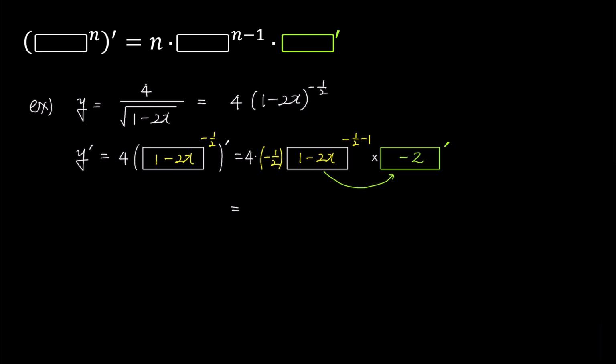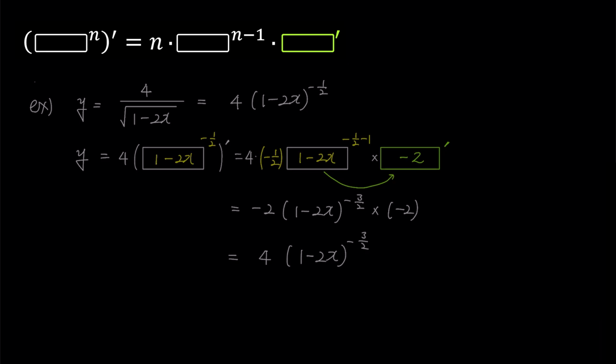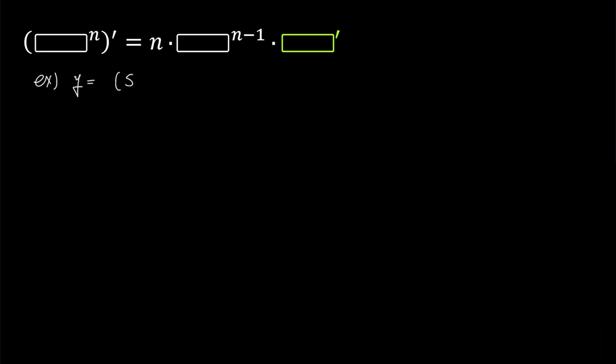Simplifying the expression, we get minus 2 times 1 minus 2x to the power of negative 3 over 2 times minus 2. And upon further simplification, it becomes 4 times 1 minus 2x to the power of negative 3 over 2. That's the answer. Now, let's differentiate y equals sine x plus cosine x to the power of 3.